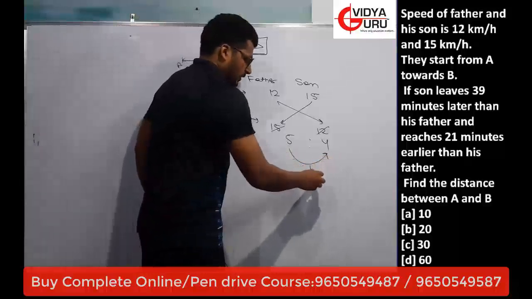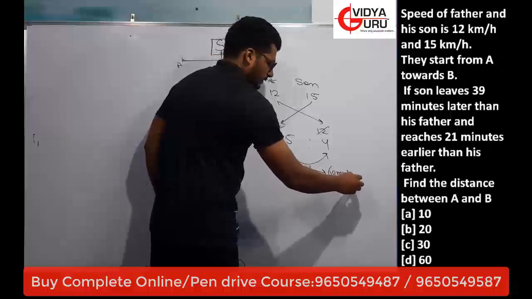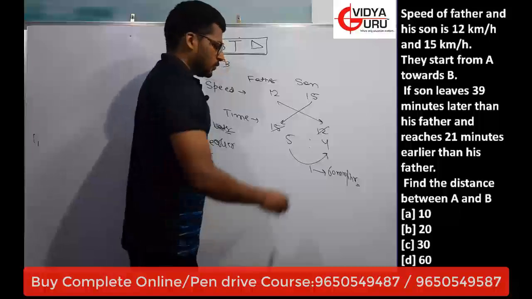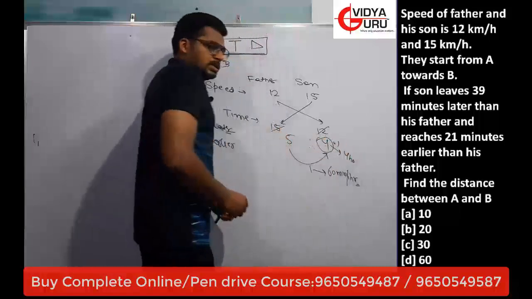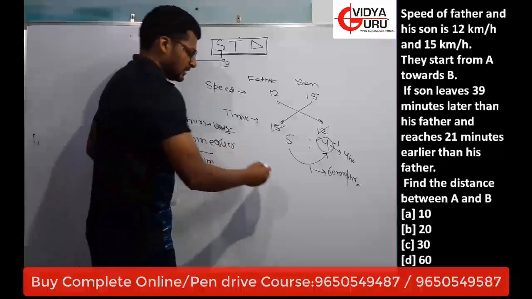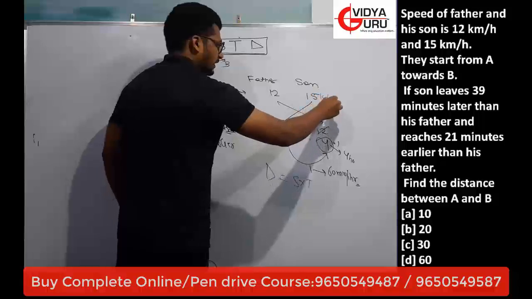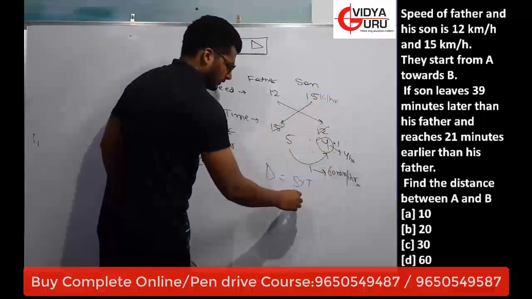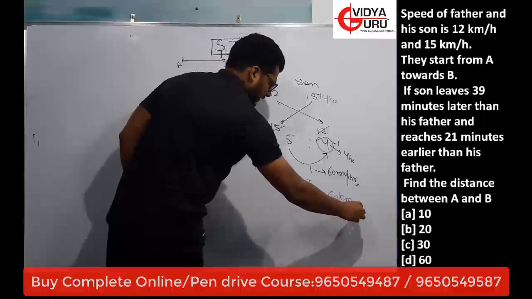But here it is 1. Value of 1 is 60 minutes or 1 hour. So value of 4 will be 4 hours, 1 time. Question is asking what is the distance of AB. What is distance? Distance is speed into time. With the speed of 15 km/h, son takes 4 hours. So what is distance? 60 km.